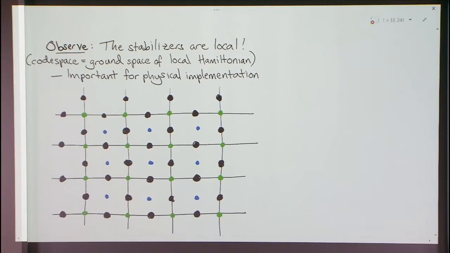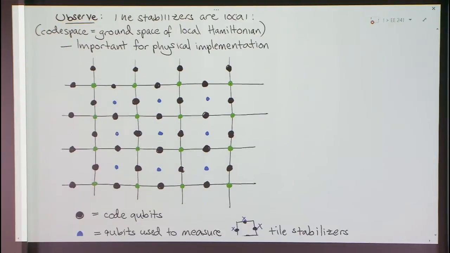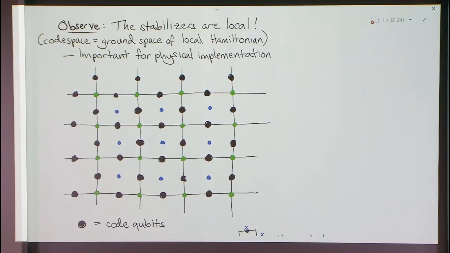These stabilizers now, they are local, right? So they're all 4-local. The X stabilizers act on the 4 qubits around a cycle, around a tile. The Z stabilizers act on the 4 qubits around a vertex. And so this is how we think of implementing a quantum computer these days.